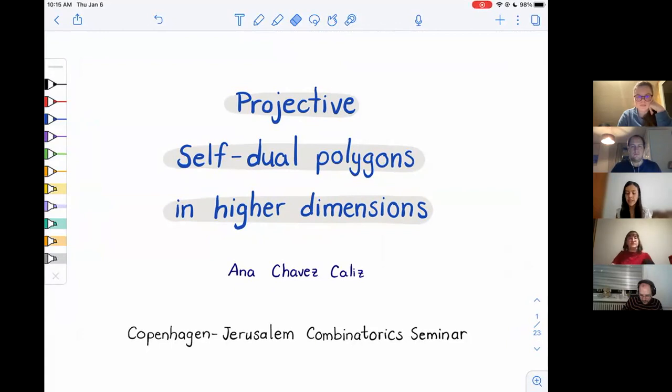So mainly I will talk about projective self-dual polygons, but something that I forgot to mention in the abstract, that I decided it would be fun to talk about as well, is something called the Pentagram Map, and how that also looks like in polygons in higher dimensions. So you get a little bonus for today's talk.